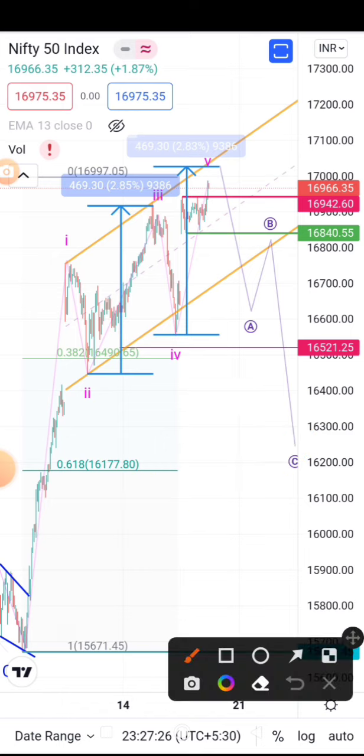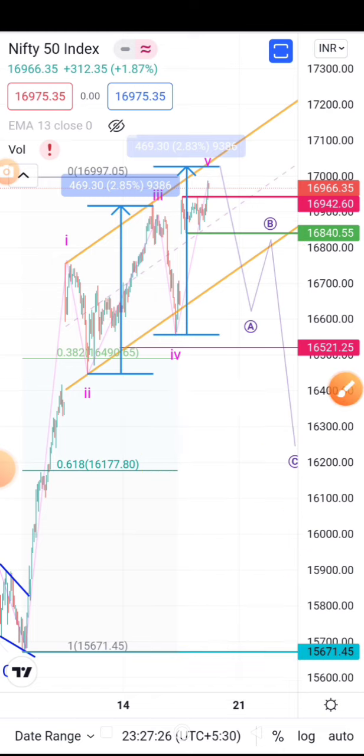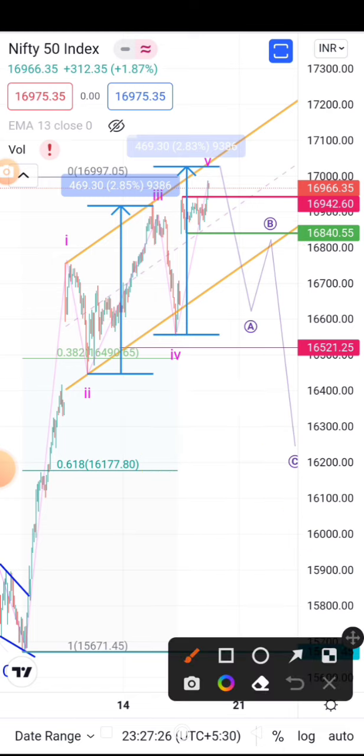If it starts the drop tomorrow and then breaks this 16,840, let's say tomorrow it opens near 17,020 and then drops on the downside breaking 16,840, then we can assume that the fall has begun, and this leading diagonal wave completed near 17,020. So that's what the assumption will be, and the fall will be minimum toward this, maximum toward this.